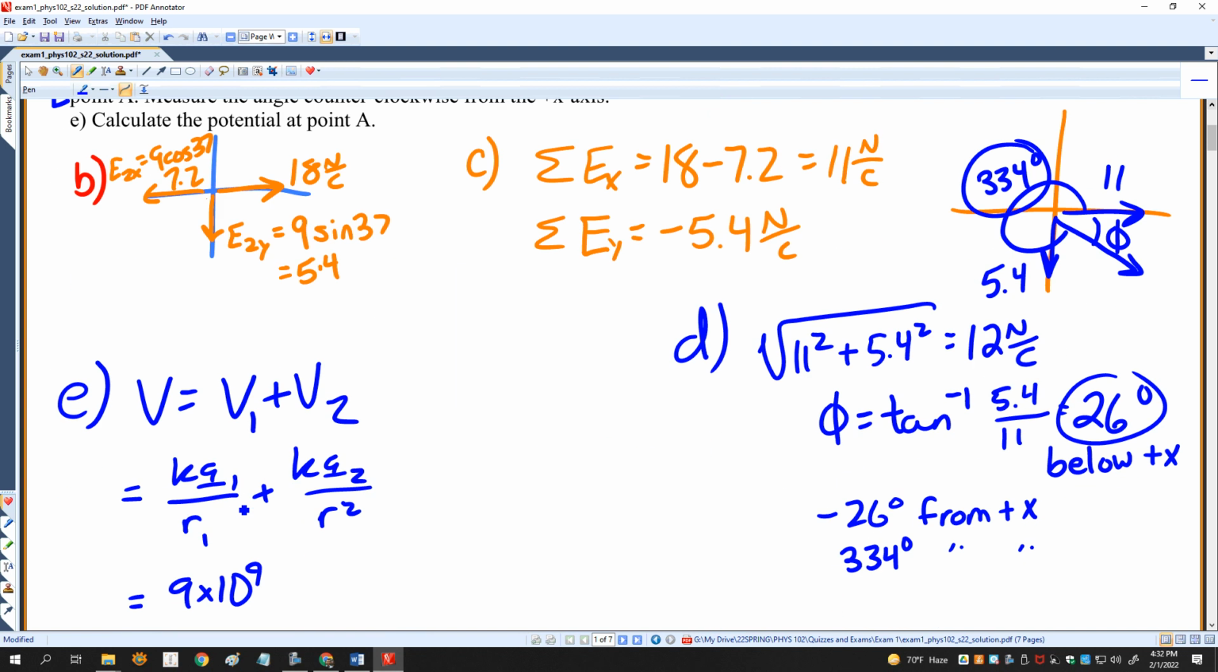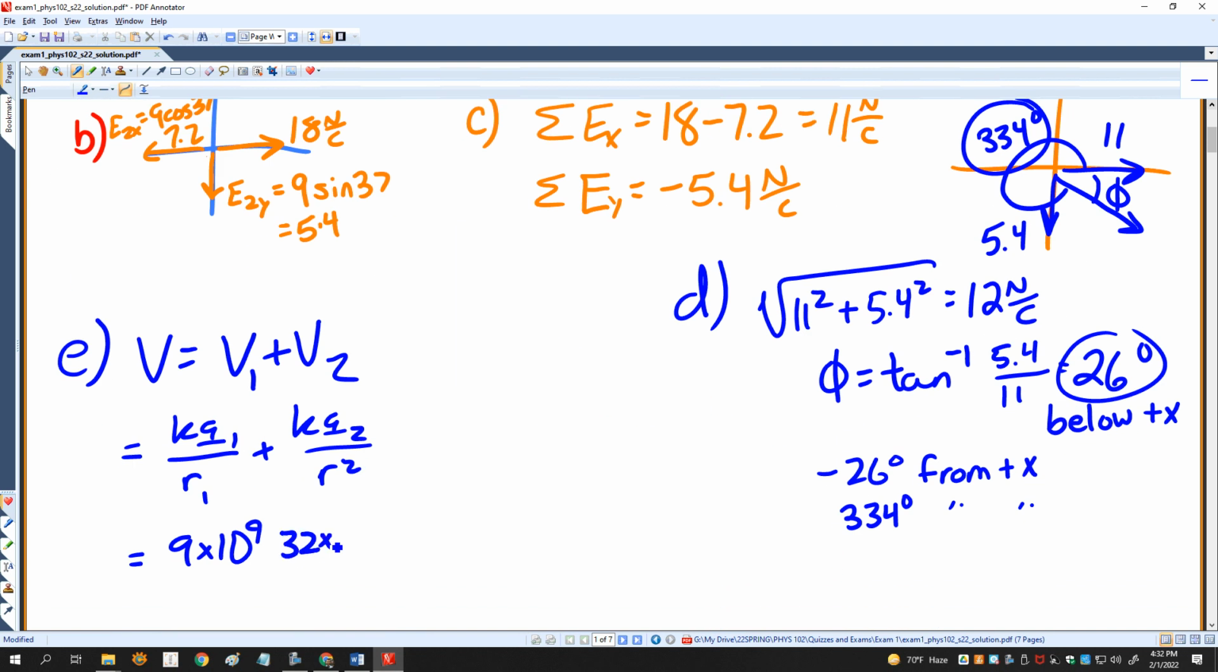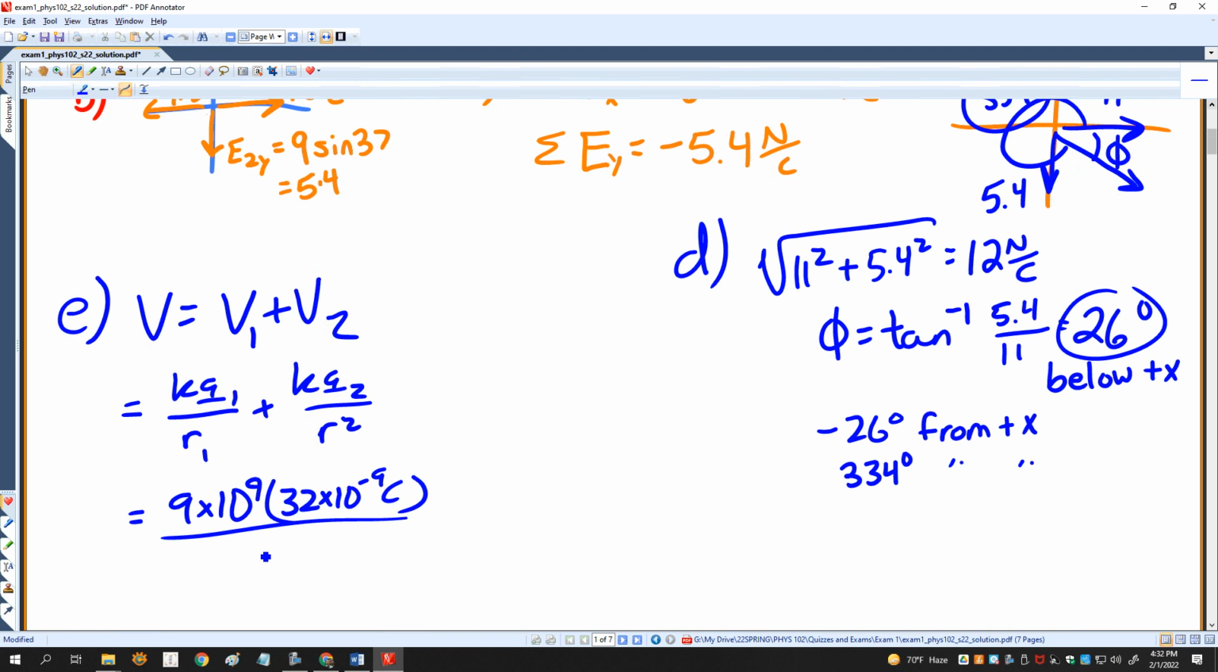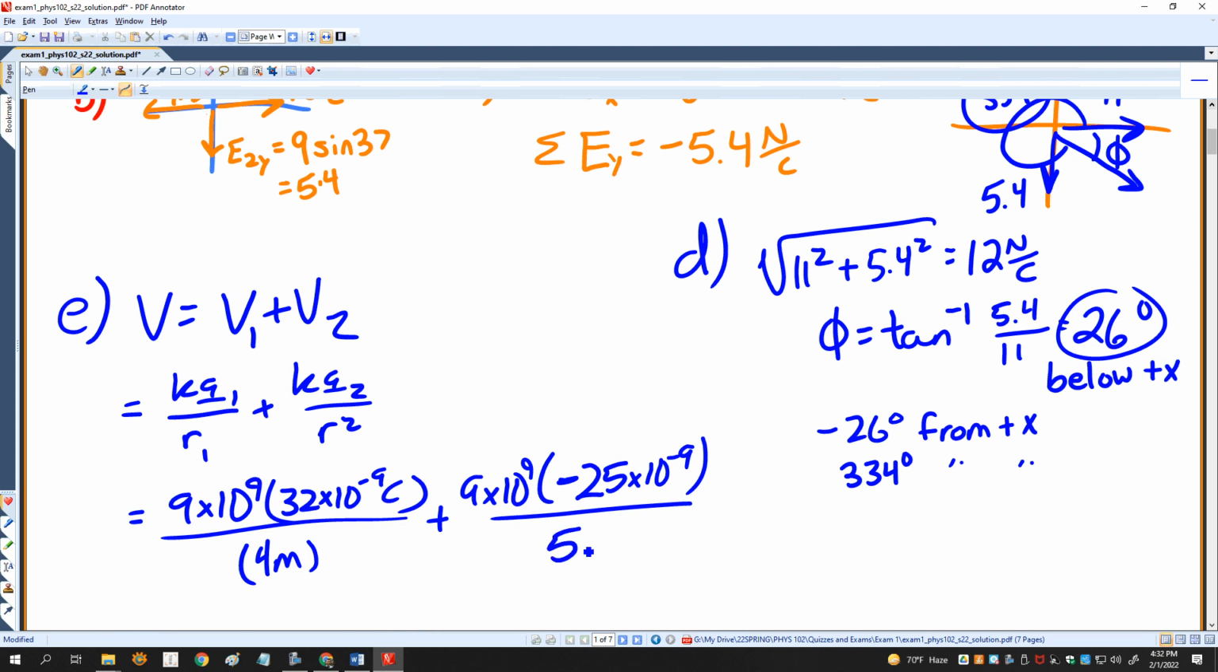Q1 was 32. It's positive, and then the distance there was 4 meters, plus 9 times 10 to the ninth. Be careful here, this is negative. Make sure you get that negative. It's important for our potentials, divided by 5 meters.